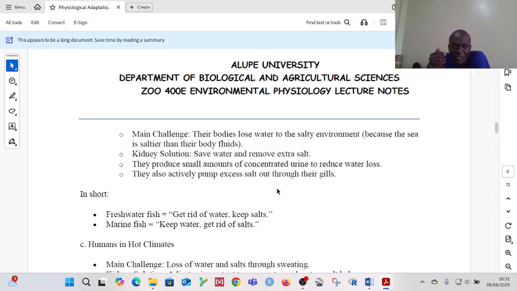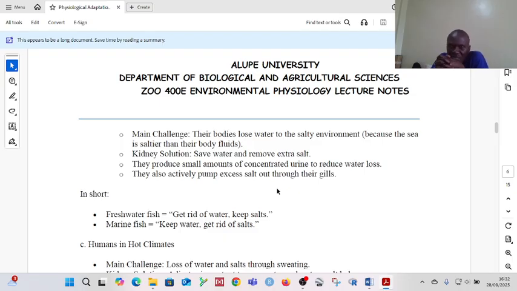Because water is being lost from the body of the fish into the environment, the kidney has to come up with a way to ensure that it removes the extra salt and also saves water. So these kidneys end up producing small amounts of concentrated urine. Remember, water is already lost from the body of the fish into the environment. So you don't want to produce urine in large amounts, because you will lose even more water. So it produces a small amount of urine which is concentrated. What that does is help to reduce the amount of water lost.